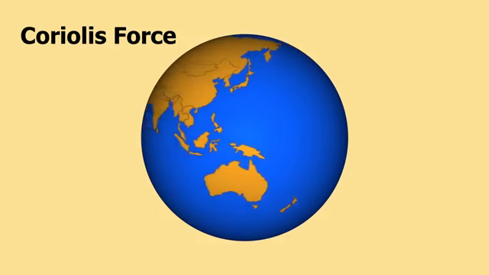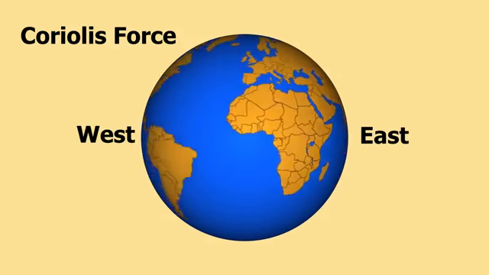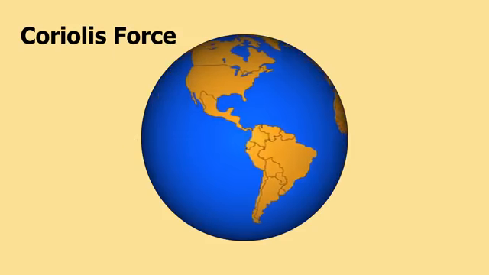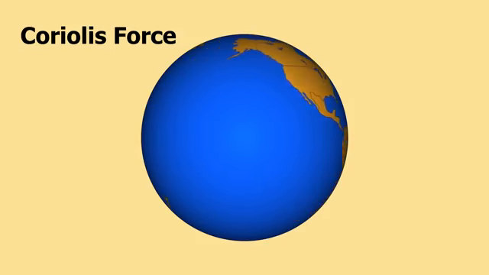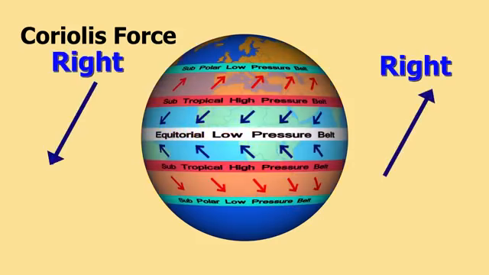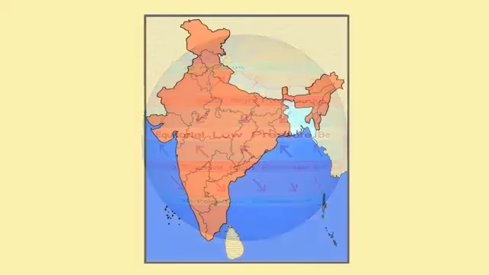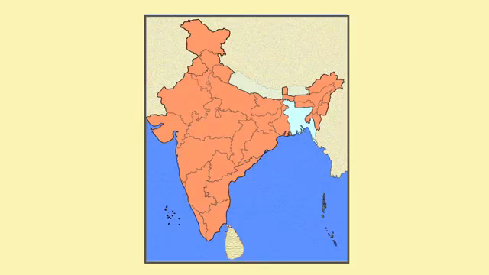The Earth rotates from west to east at a speed of 1600 kilometers per hour. The Coriolis force is responsible for deflecting winds towards the right in the northern hemisphere and towards the left in the southern hemisphere. This is also known as Ferrel's law. The pressure and wind conditions over India are unique.